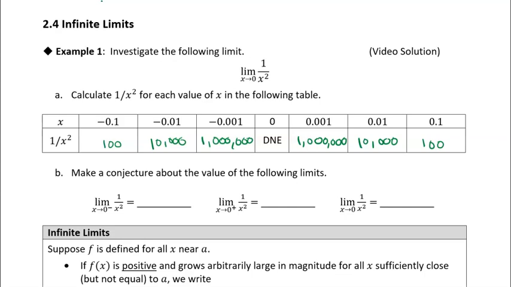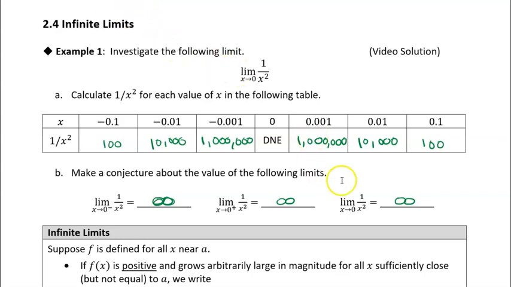So these are called infinite limits. We have the limit as x approaches 0 from the left is infinity. We're going to draw a little infinity symbol here, kind of like a sideways 8. If I approach from the right, I also get infinity, and they match. So the limit as x approaches 0 is infinity. That's what we're going to talk about in this section: infinite limits.